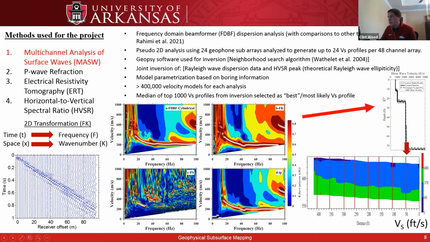But we take that 1D VS profile, and you can put them on a 2D line and create a pseudo 2D profile. So it's not a true 2D profile like electrical resistivity tomography or P-wave refraction, but it does provide an okay estimate of what the 2D profile or 2D ground surface looks like in this case.